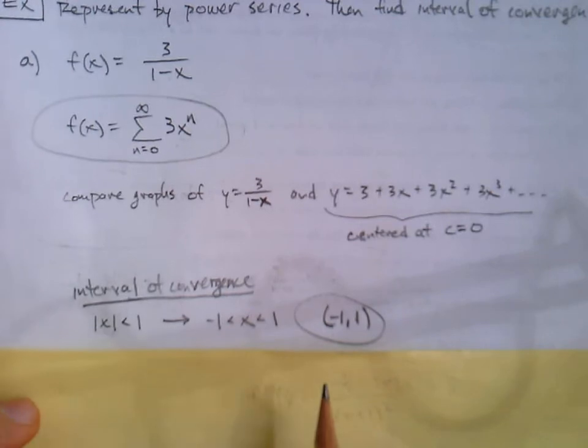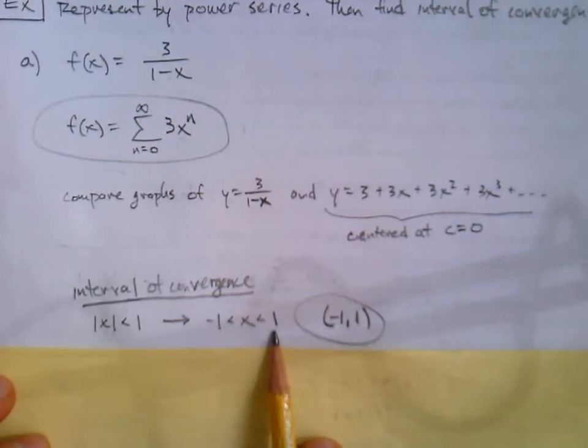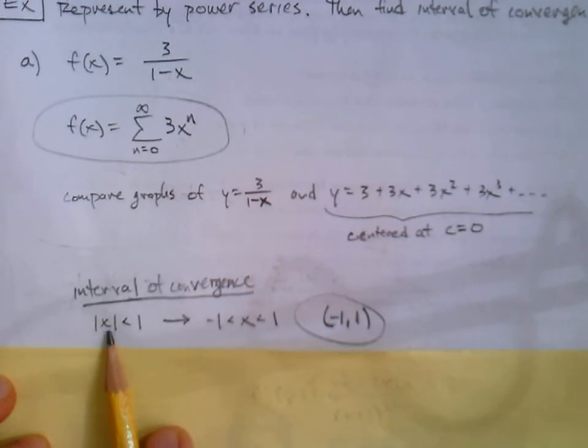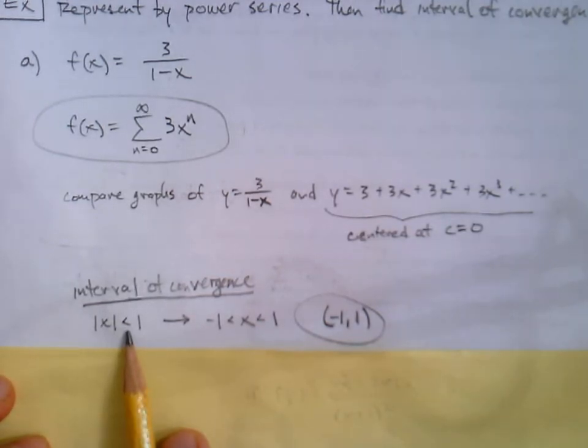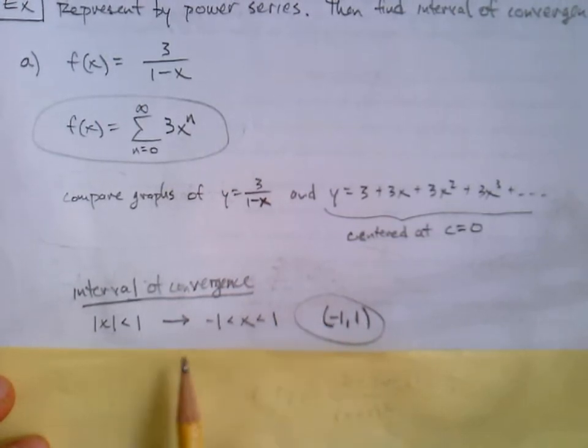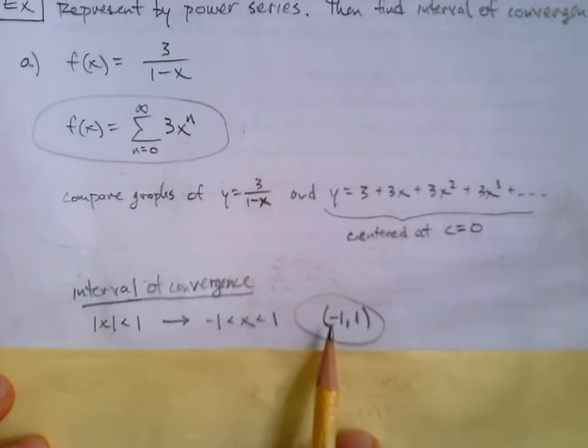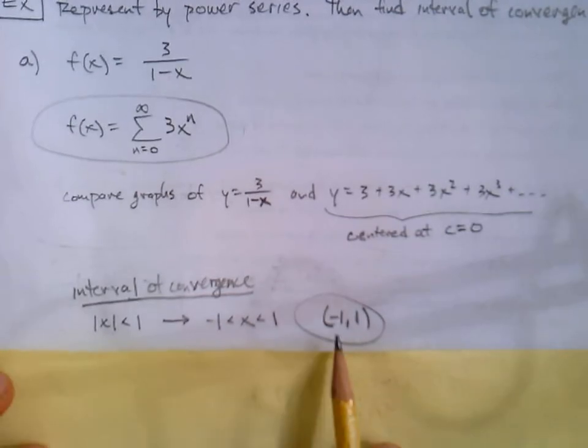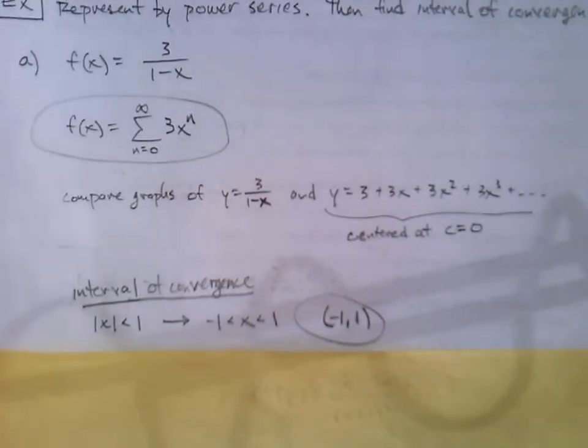Okay. Now here we know that we will not include the endpoints themselves because for a geometric series, that value has to be strictly less than 1. So if we got to -1 or 1, we know that it wouldn't converge anymore. So here we actually don't have to test the endpoints. We know that those endpoints are going to diverge.